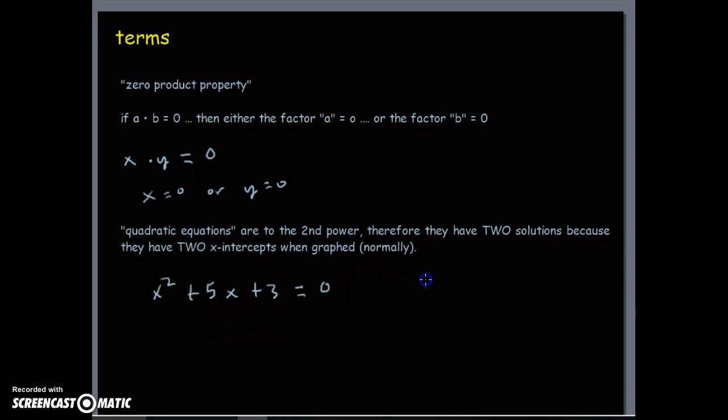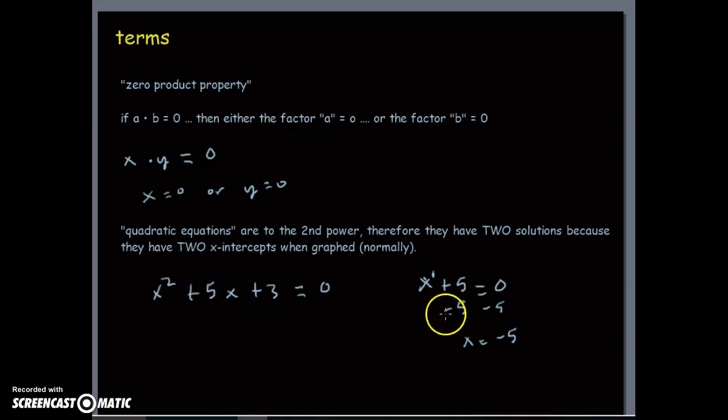Like if you think about the equations that you're used to solving, like x plus 5 equals 0, the exponent on that x is a 1. And so when we solved for x, what we got is one solution because the exponent was a 1. The highest exponent in this one is a 2. Therefore, we're going to have two solutions. So the exponent kind of tells us how many solutions we're going to have.